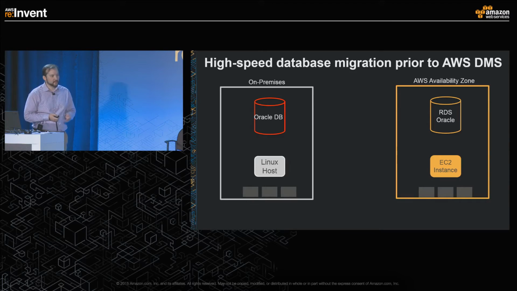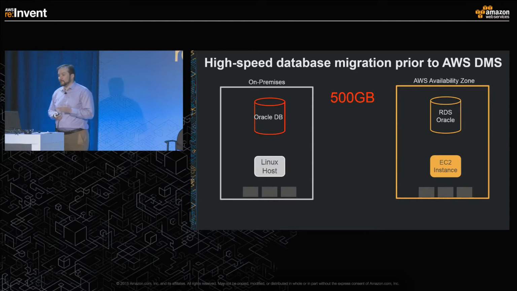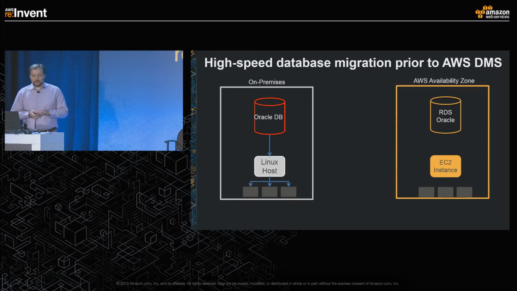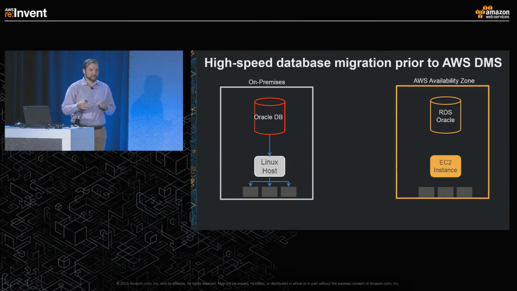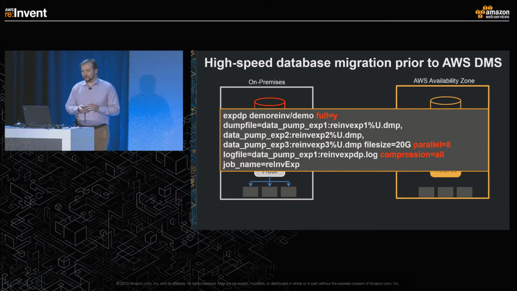So in my example here, I'm going to start with a 500 gigabyte database that I would like to move from on-premises to Amazon, to an RDS Oracle instance. I'm going to be using Data Pump for extracting my data from the on-premises instance. And I'm also going to be using a supplementary helper Linux host with multiple disks attached to it so that I can parallelize my I/O. The particular command I'm going to be using, you're seeing it right now on the screen.